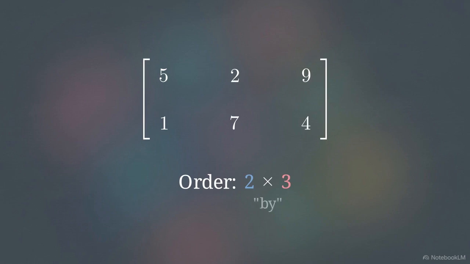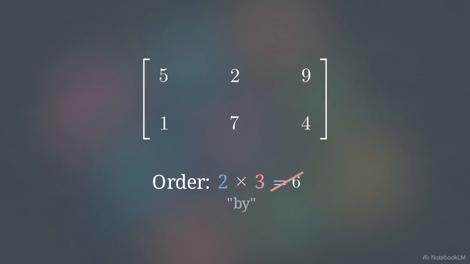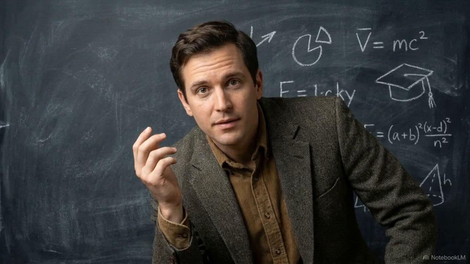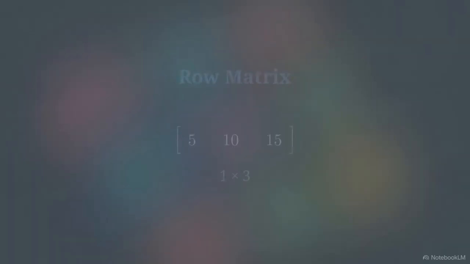Even though we use a multiplication sign, we read it as 2 by 3. We don't actually multiply the dimensions together to get a single total. The order is the fundamental blueprint of a matrix. It tells us exactly how much data the container holds and how that data is arranged. What if you only have 1 row or 1 column of data? It gets a specialized name.